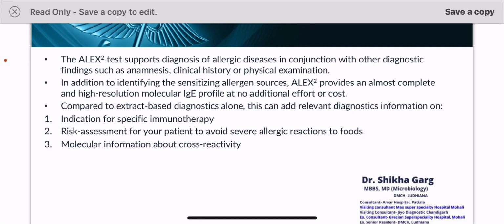So ALEX2 supports diagnosis of allergic reaction in conjunction with other diagnostics such as anamnesis, clinical history, and physical examination. In addition to identifying the sensitized allergen source, it provides a complete and high resolution molecular IgE profile at no additional cost or effort. So compared to extract-based diagnostics alone, which were the conventional methods, this can add relevant diagnostic information on indication of specific immunotherapy if needed, risk assessment for your patient to avoid severe allergic food reactions, and molecular information about cross-reactivity.